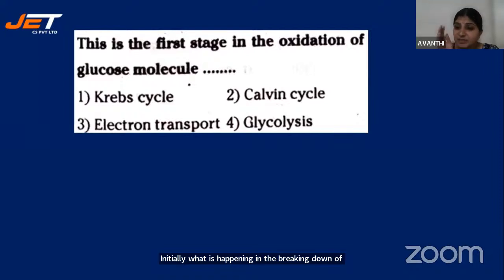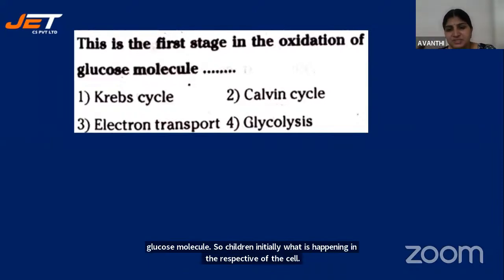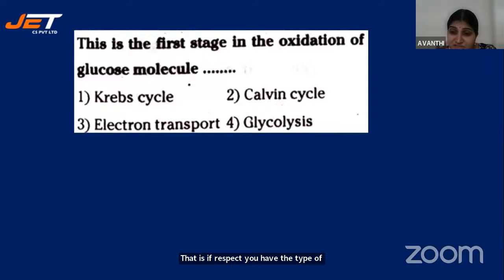See, children, initially what is happening irrespective of the cell, that is irrespective of the type of respiration, it may be aerobic or anaerobic. Initially, glucose will be converted to pyruvate, a 3-carbon compound. 6-carbon compound will be converted to 3-carbon compound. So this process will be happening in the cytoplasm. This is common. It may be bacteria, it may be yeast cell, it may be a plant cell, or it may be an animal cell, whatever it is. This is initially happening in the oxidation of food molecule or oxidation of glucose molecule.